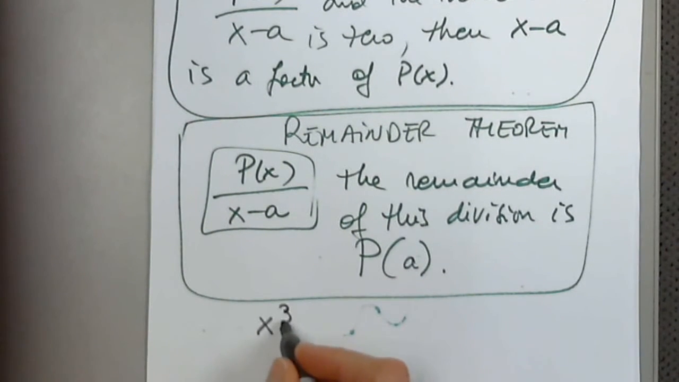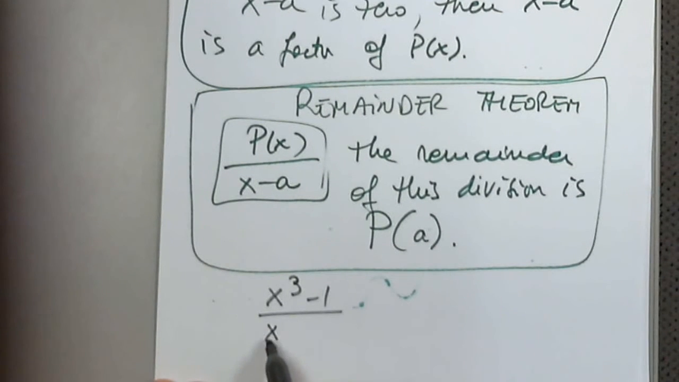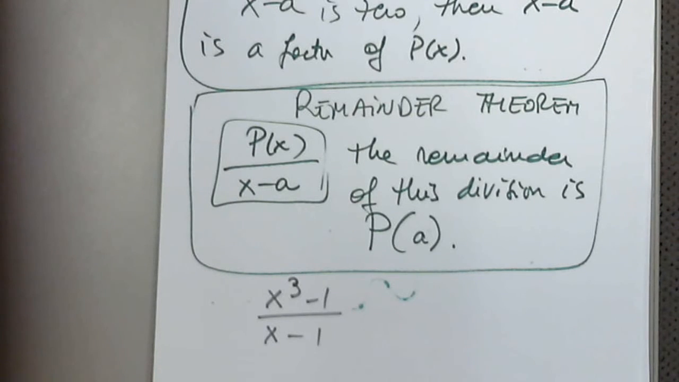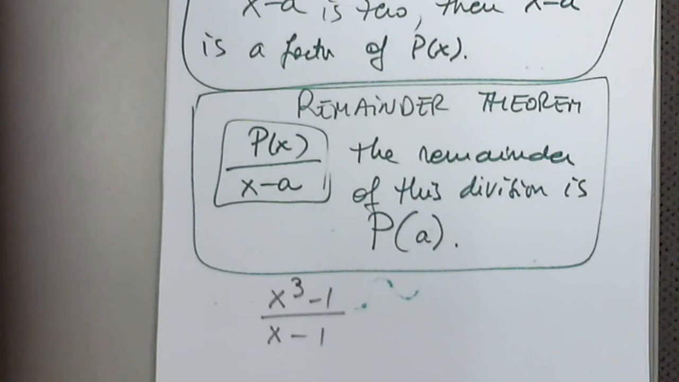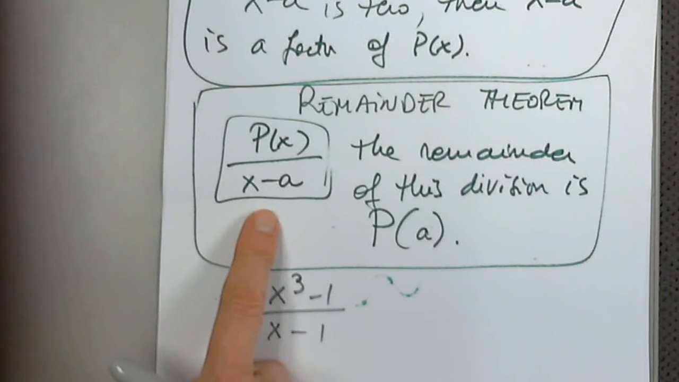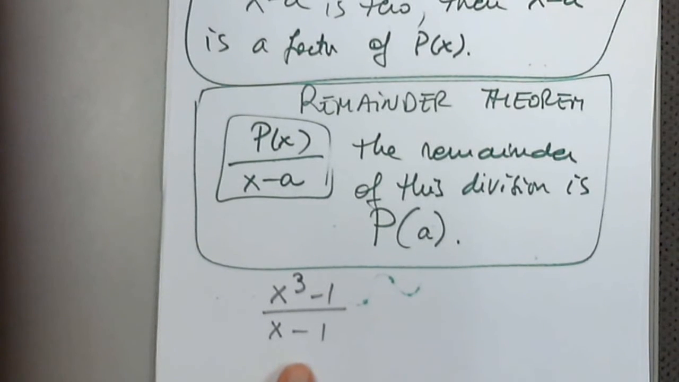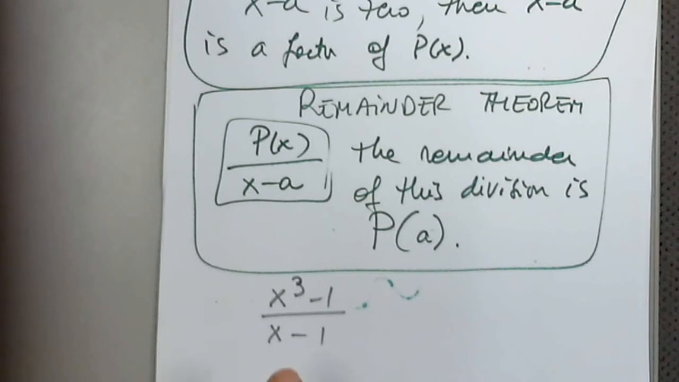So let's say I have x cubed minus 1 divided by x minus 1. Can anyone read p of x? Awesome, thank you. Second question. Can I use synthetic division in such a situation? It's x minus a in the denominator and any polynomial at the top. Of course, I can use synthetic division, right? Okay, very good.